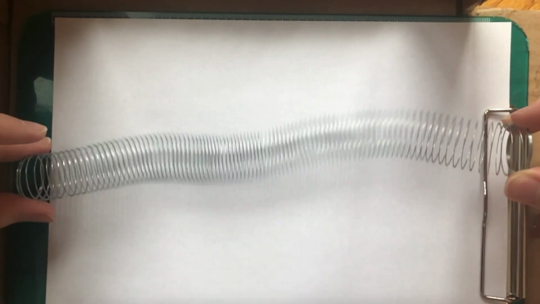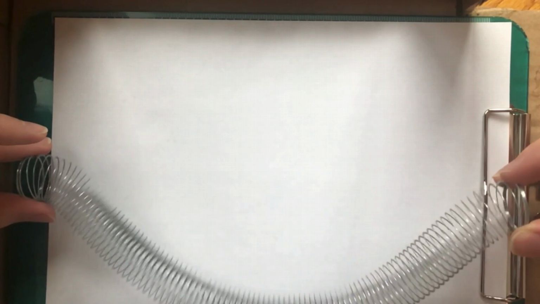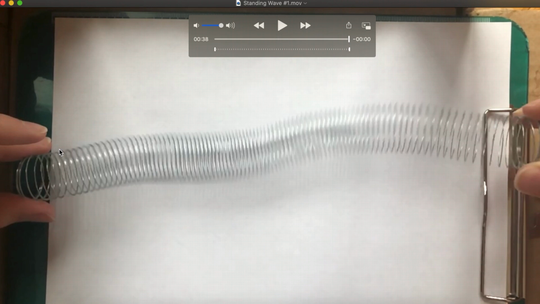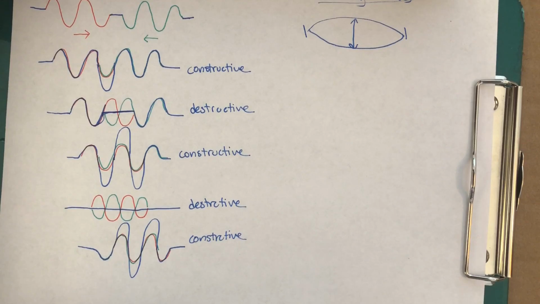So when the middle of the Slinky is all the way at the top or bottom, that's that constructive interference. And when it's in the middle, it doesn't actually stop, because it's moving through the middle. That is the destructive interference.